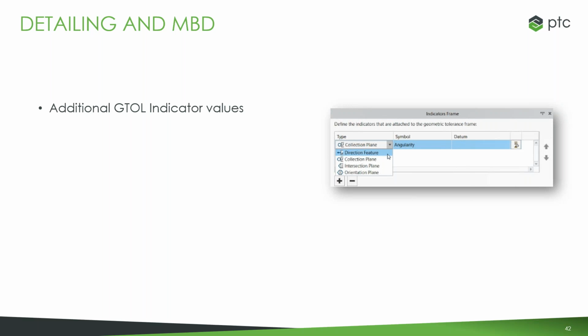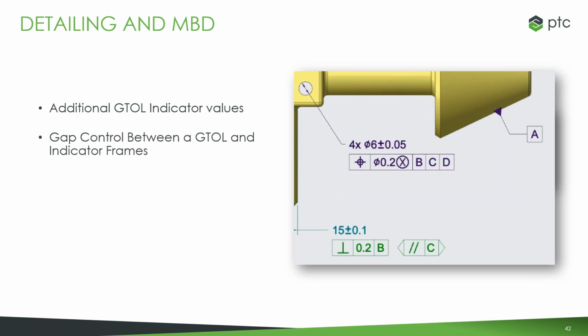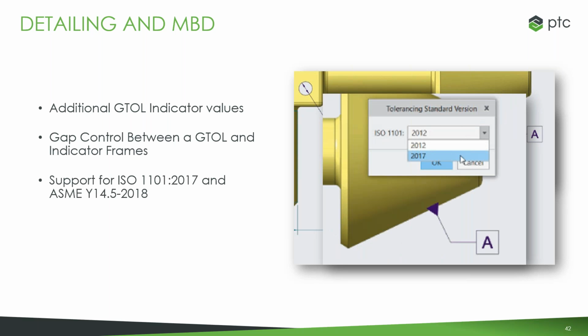Continue to make improvements around GTOLs. So now we have additional indicator values, things like intersection or collection planes for angularity. In that case, it's working for the ISO standard. We have options for controlling the gap between our GTOL and the indicator frame. So depending on the standard that you're working with, if you're working with ISO 1101 2012 or 2017, you can have different options for that potential gap size. And around the standards, as they keep getting released, Creo is going to keep evolving right along with them. So now we've included support for both ISO 1101 2017 and ASME Y14.5 2018.